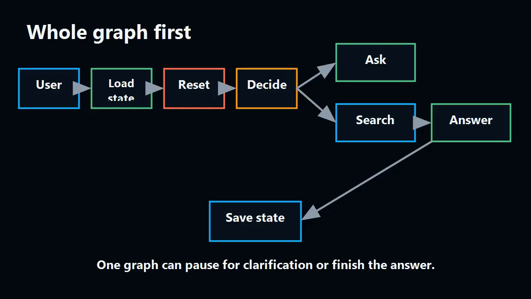Here is the whole workflow. A user message enters the graph. The graph loads saved state for that thread. A start turn step resets scratch fields. Then the graph either routes the message, resolves a pending clarification, calls a manual search tool, asks another question, or stops.